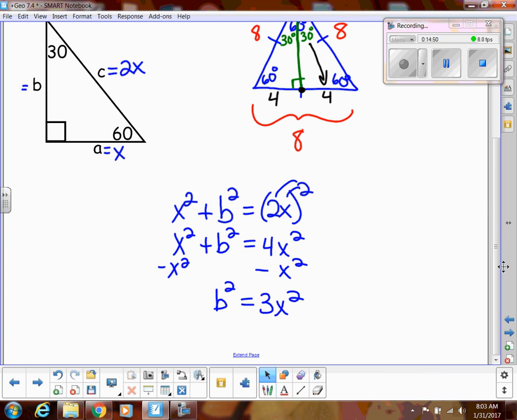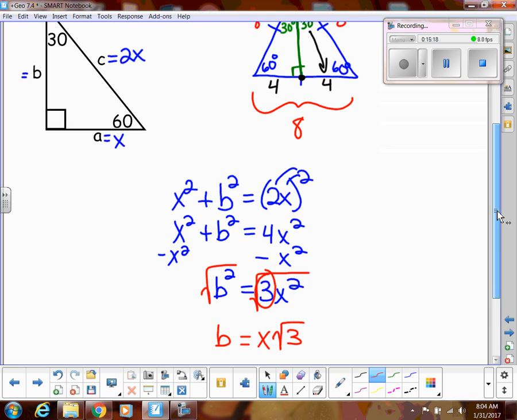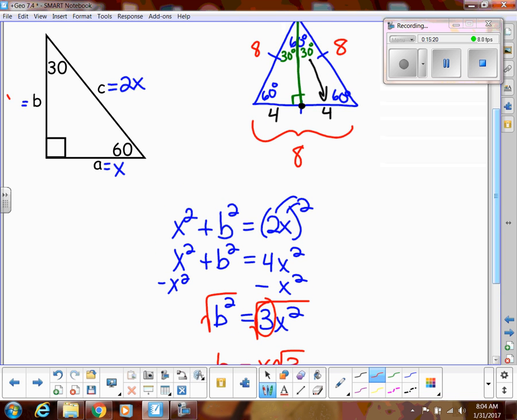And now when I take the square root to solve for B, I have the same situation as we did with the 45, 45. The square and the square root are going to cancel, but notice that the 3 does not have a square on it. So I'm just going to have a plain old x that will not be underneath the square root, but then when I take the square root of 3, that's not squared, it just stays square root of 3. So my b is always going to be x times the square root of 3, and that is y.